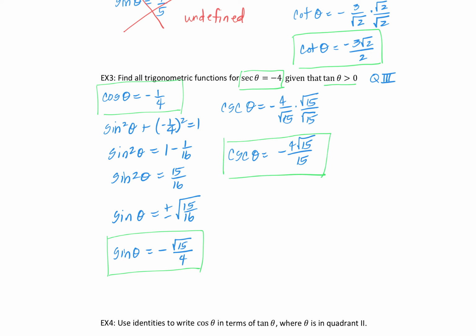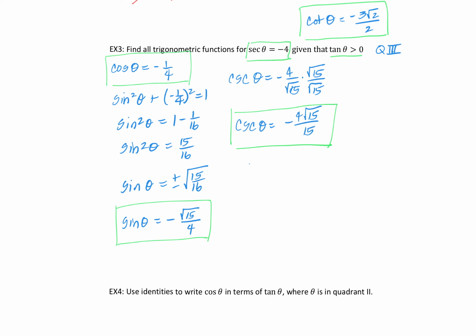Look at 4 of them. It looks like I'm missing tangent and cotangent. Going back to those quotient properties, I know that tangent of theta is equal to sine over cosine, and sine is negative square root of 15/4. Cosine is -1/4. Now I'm in quadrant 3, so I know the tangent has to be positive, and I could see that it is because the negative over negative will cancel.